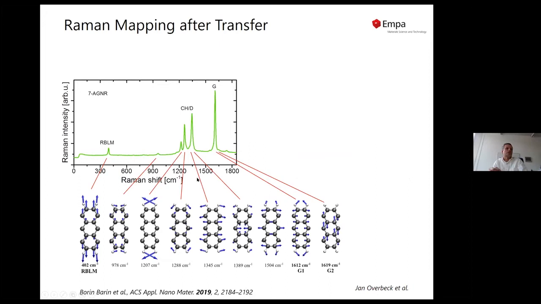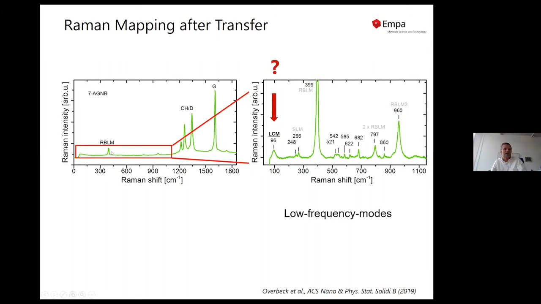When trying to really understand better what was going on, we looked a bit more at lower energies here. There is one mode that attracted our attention or surprised us, which we were not used to looking at, around 100 centimeters minus one, or 12 millielectron volts. This low frequency mode was not really documented so far, so we just called it LCM here. We started to look a bit more in detail at what's happening. Thanks to the effort of Jan Overbeck and Oliver Baum, also for the structures that we have here, we have been investigating that more carefully.